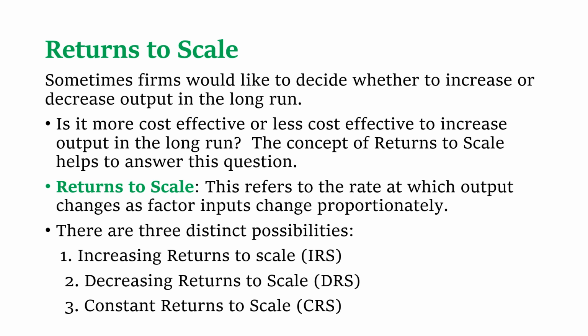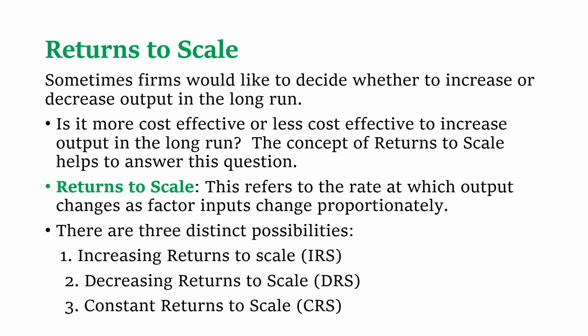So returns to scale here refers to the rate at which output changes as factor inputs change proportionally. Now, we've discussed that one. There are three distinct possibilities here. Either the farm experiences increasing returns to scale, or constant returns to scale, or decreasing returns to scale. So there are only three possibilities. We don't have any other possibility but these three.